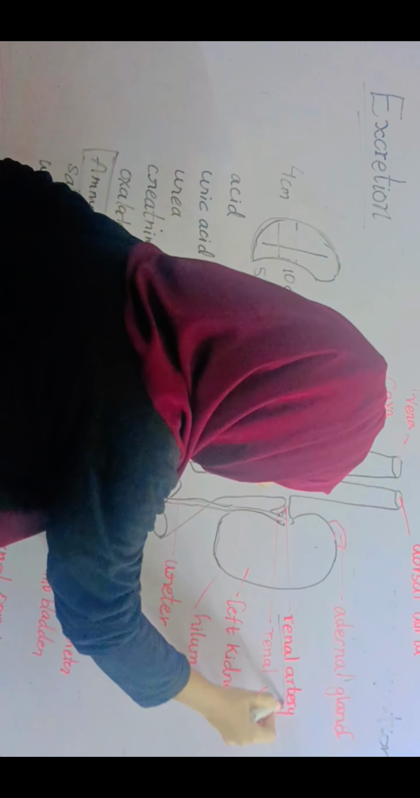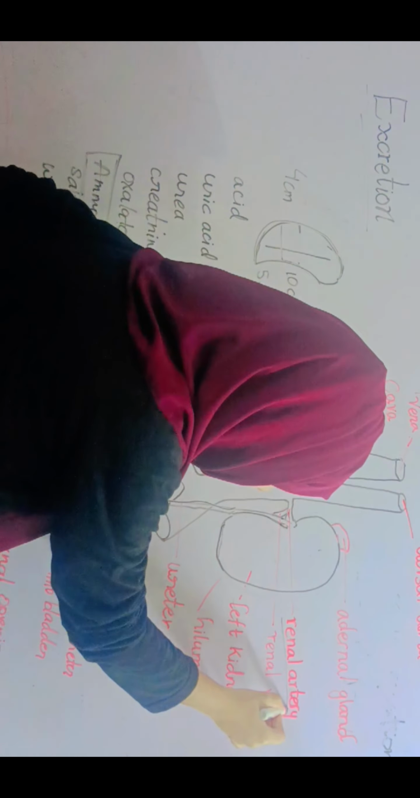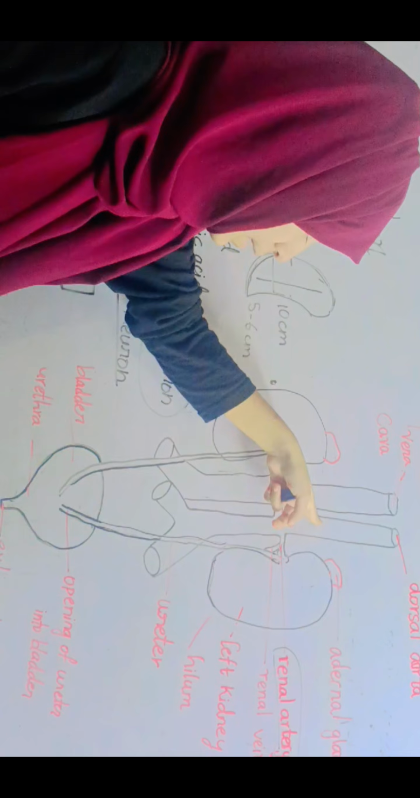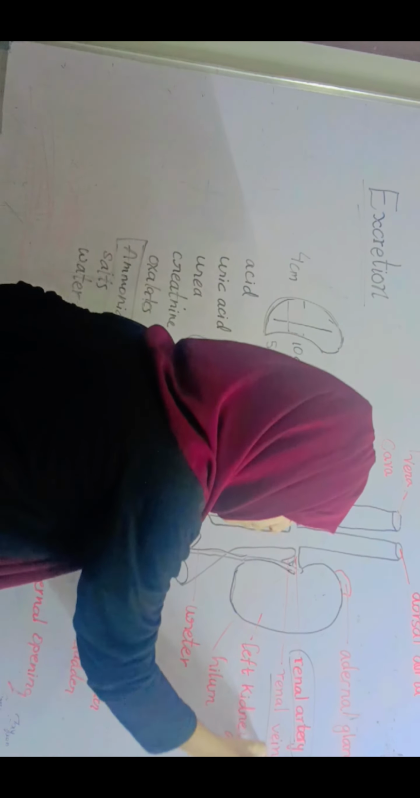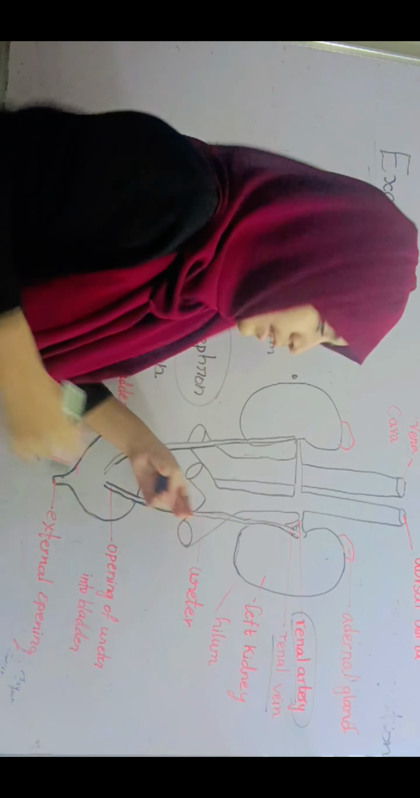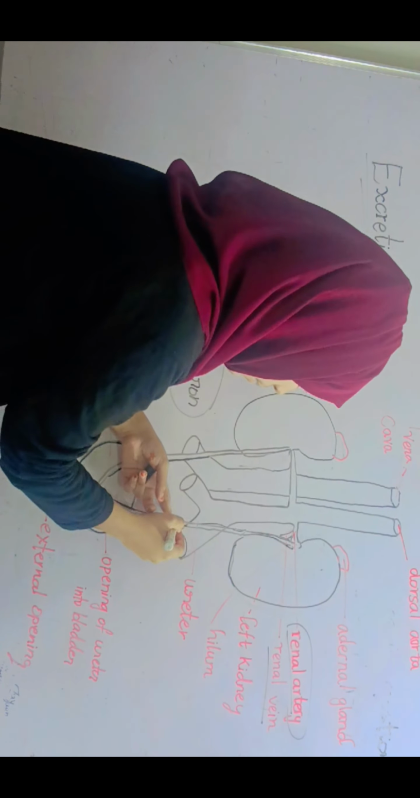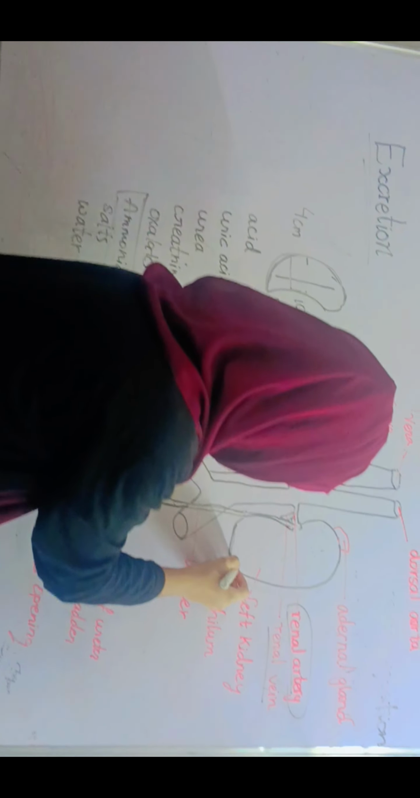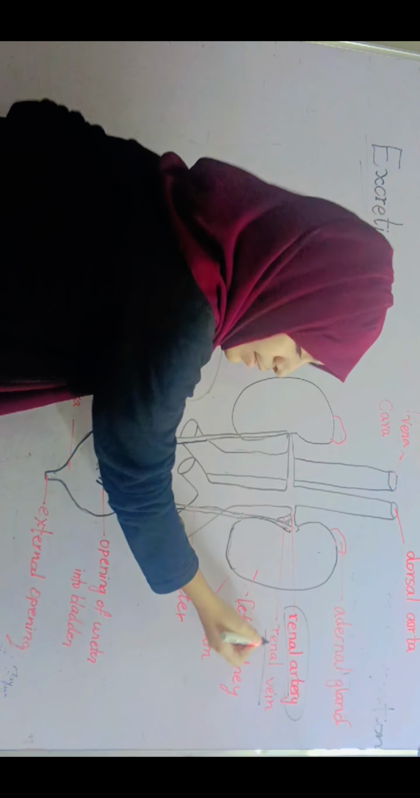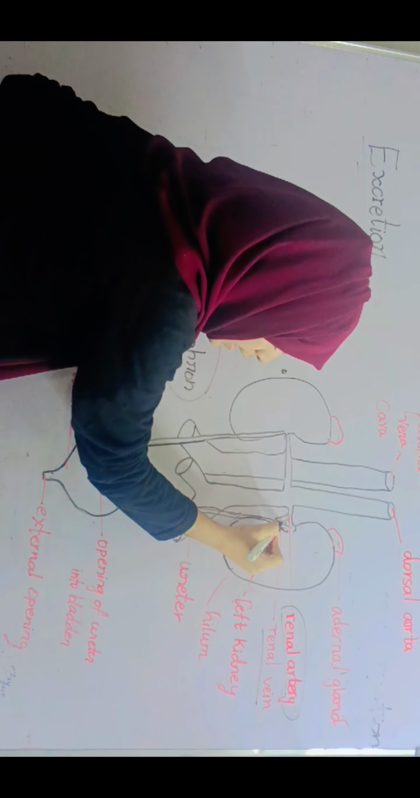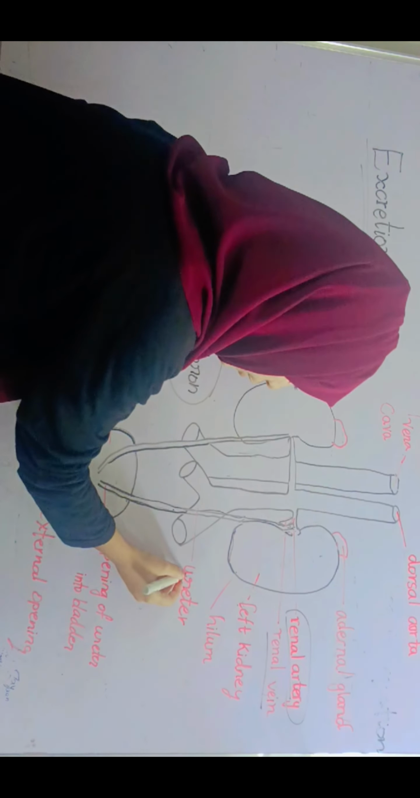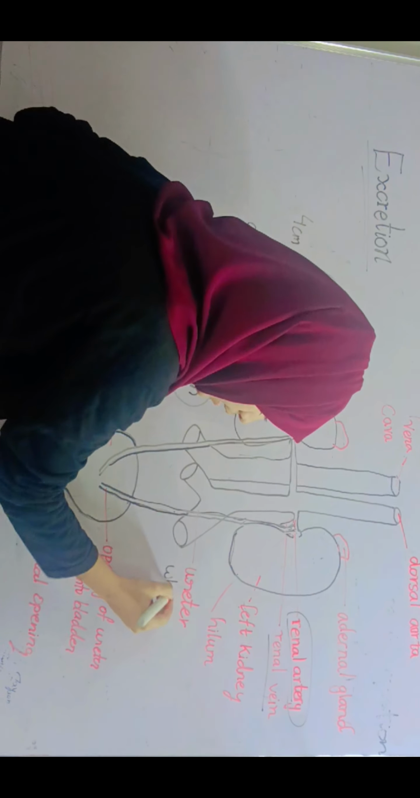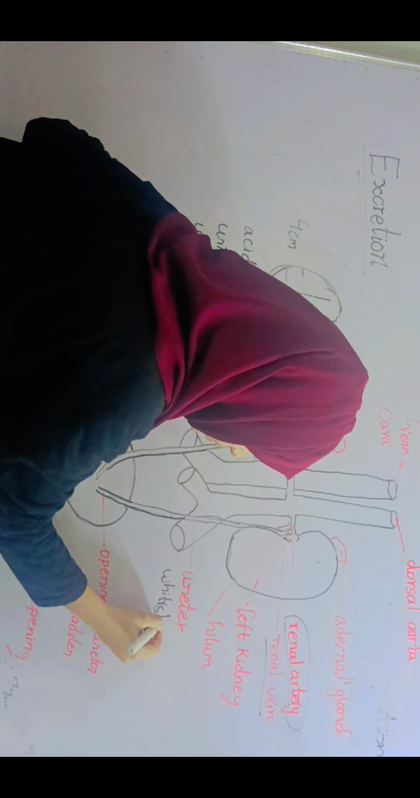This is renal artery. What is the function of renal artery? It brings oxygenated blood from the body parts with the help of dorsal aorta. And renal vein removes the deoxygenated blood that came from the body parts. This is the left kidney. This is the hilum, in between renal vein and renal artery. Ureter is the whitish narrower muscular tube.